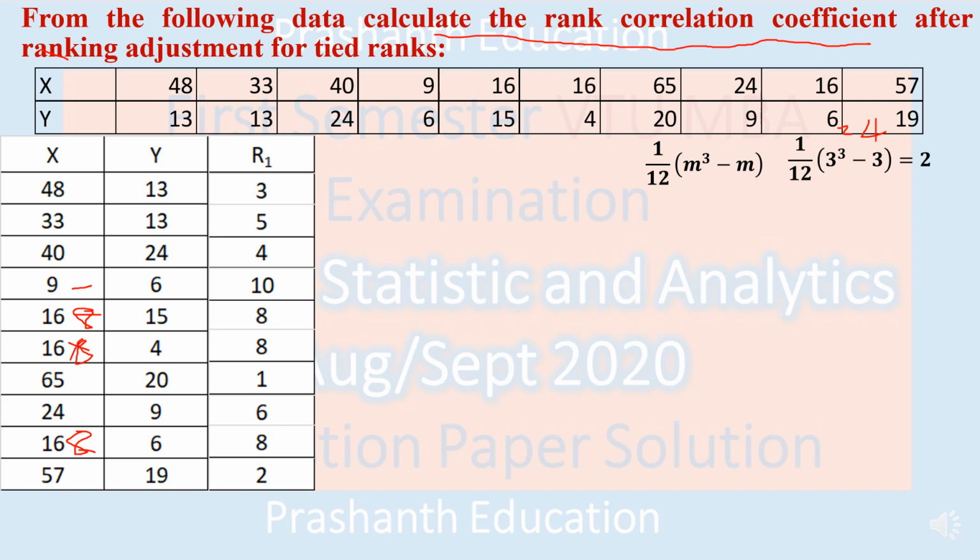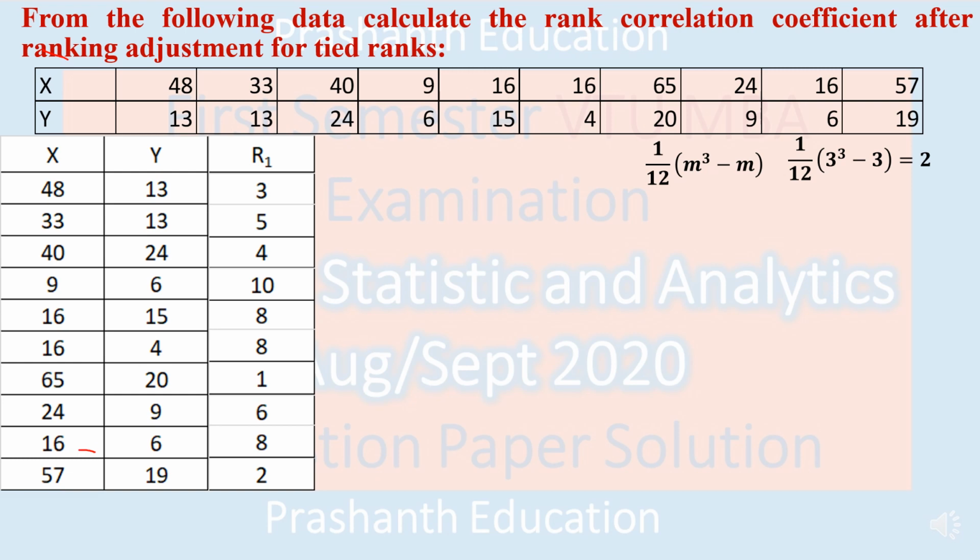Understood how to do it for a repeated rank? You will first see how many numbers are repeating. That many ranks you will take from where you have stopped. For example, in this case, sixth was the last rank. Now there are three 16s, so I have taken 7, 8, 9, averaged it out to 8, and placed 8, 8, 8 for all the three 16s, and I have done an adjustment. I will tell you how you take this value. Next, similarly, let's do it for the second one.